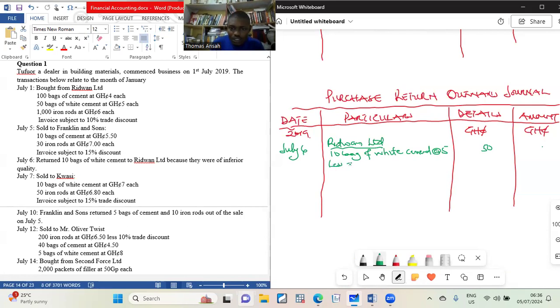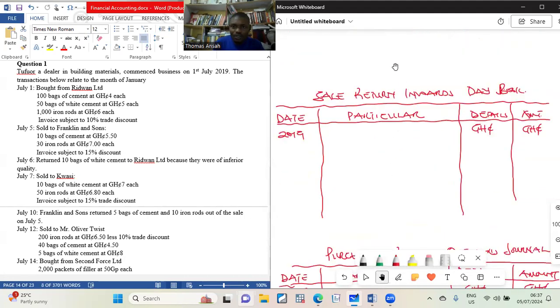So less discount. Because if you have returned those goods, the discount you have to return it. The trade discount was 10%. Please don't forget it's trade discount. So 10% of this is 5, right? So the difference here will be 45. So that is it. Then there's another sale on July 7th. So let's go to sales.